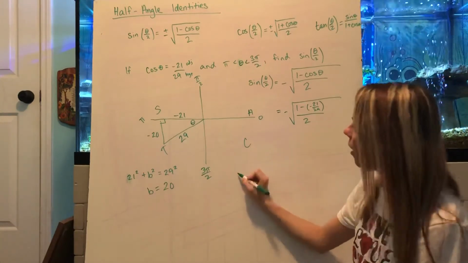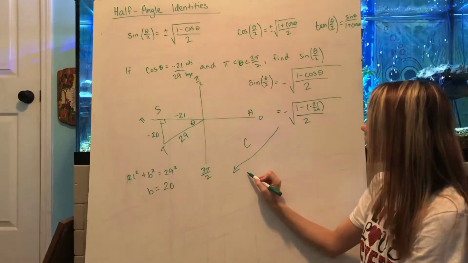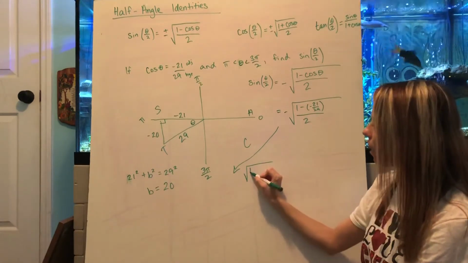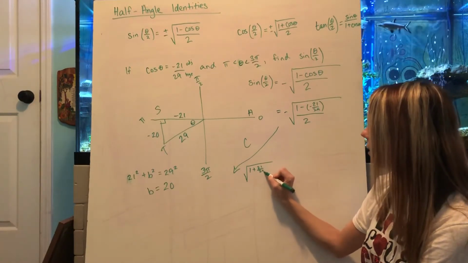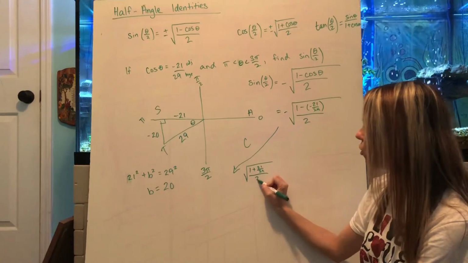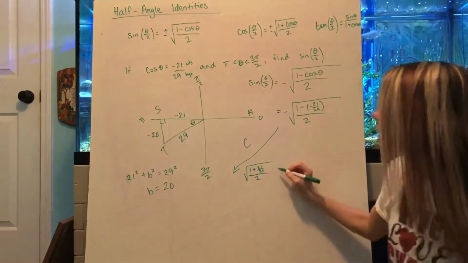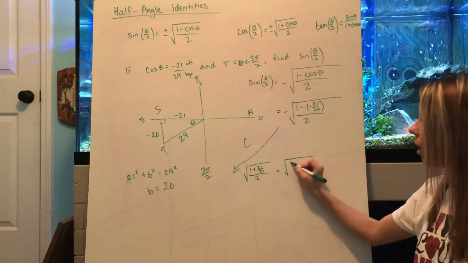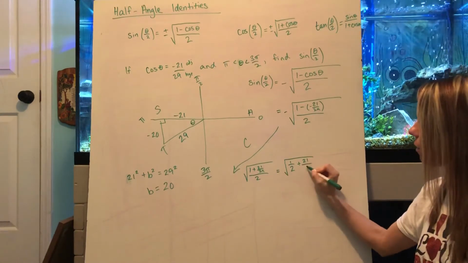Okay, so I'm going to move over here just so you guys can see better. We've got the square root, negative minus a negative, so we've got positive 1 plus 21 over 29 divided by 2. I'm going to go ahead and divide both numbers by 2. So that gives me the square root of 1/2 plus 21 over 58.